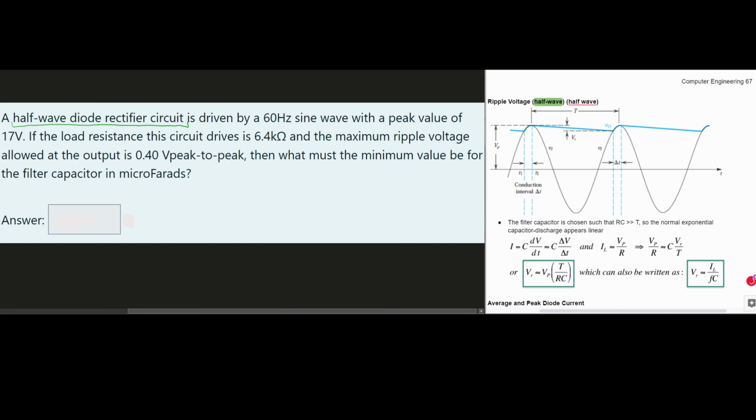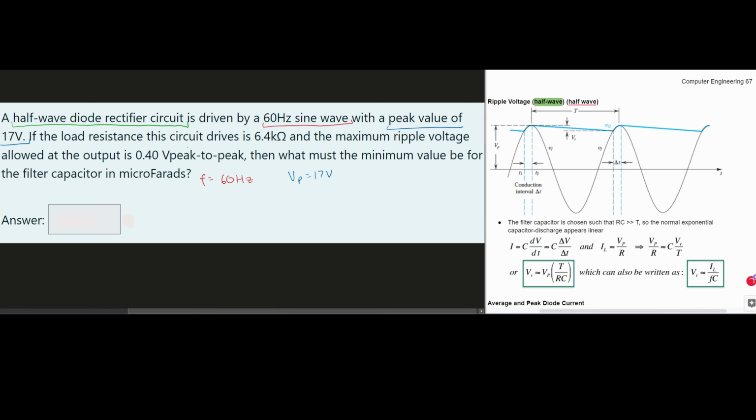Next thing that we're given is it's driven by a 60 hertz sine wave. So we can see we have a sine wave here, and our frequency is going to be 60 hertz. Now the peak, it has a peak value of 17 volts. So our VP is equal to 17 volts.